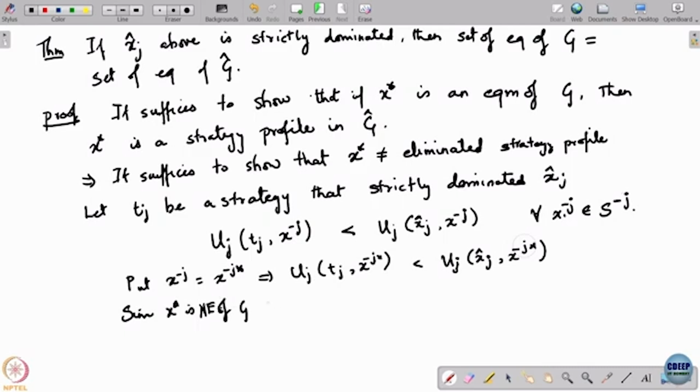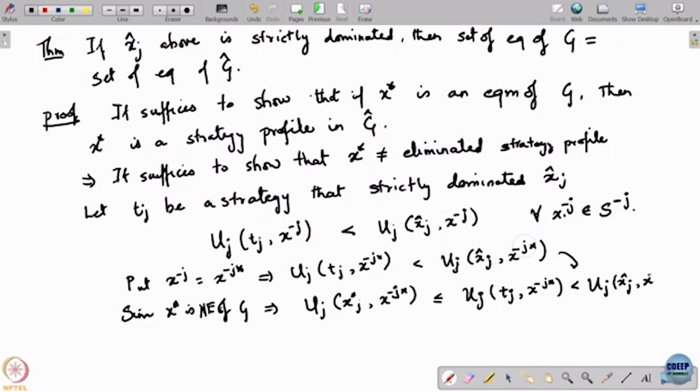a Nash equilibrium of G, that implies what? uj of x star j comma x minus j star is less than or equal to uj of tj comma x minus j star, right. And this in turn, we know from here, is actually less than or equal to uj of x hat j comma x minus j star.